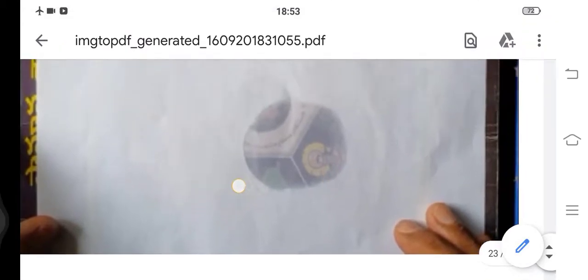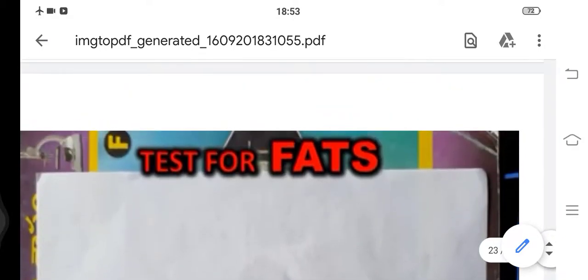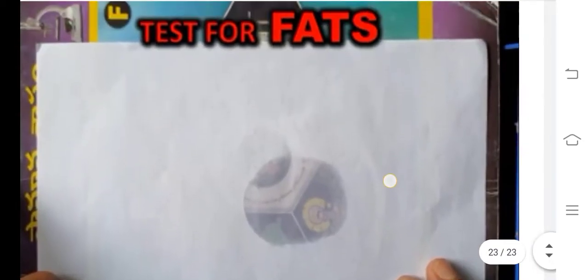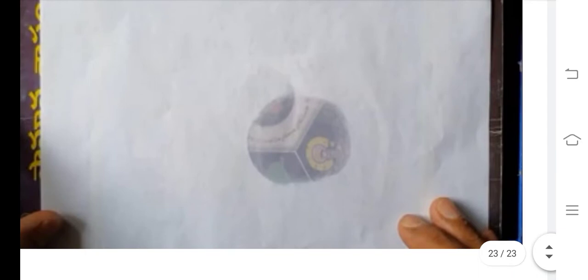Clear? So these are the three important tests for food items, to check the nutrients in the food. One is carbohydrate, another one is proteins, another one is fat, children. I hope you understand. Clear? Clear, children? Thank you, children.